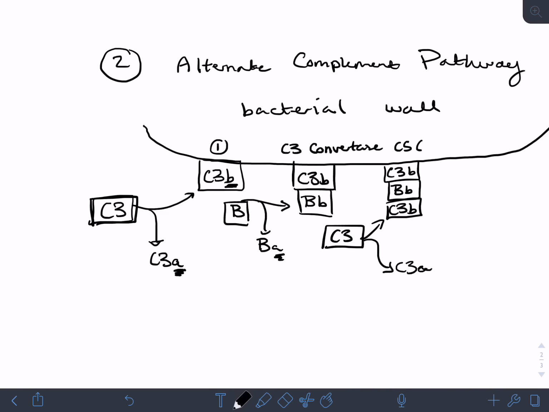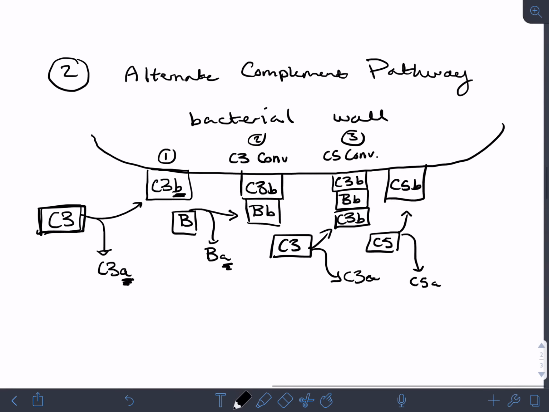This is called C5 convertase. Okay? And C5 convertase, I'm just going to abbreviate this, is going to do the same exact thing that C3 convertase did, except it's going to do it to a different protein called C5. So now what's going to happen is you're going to recruit C5 and split it into C5b, and also C5a.